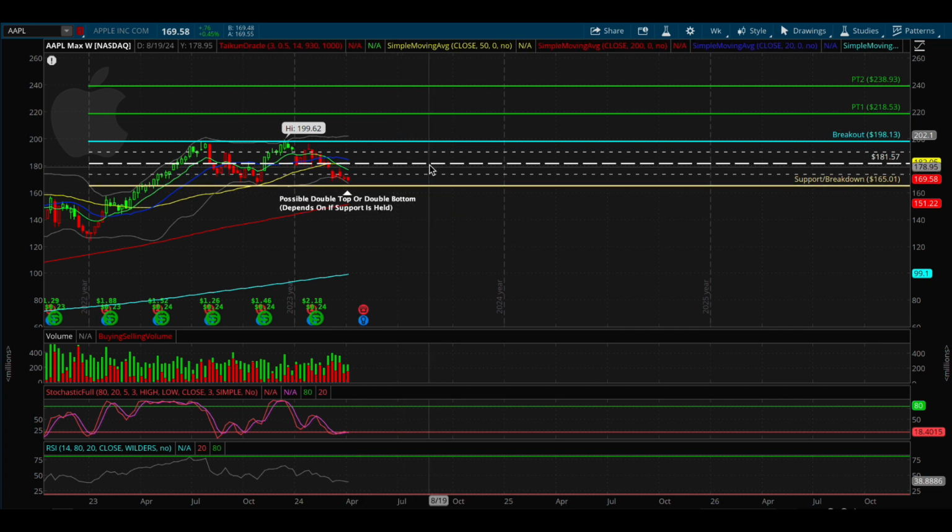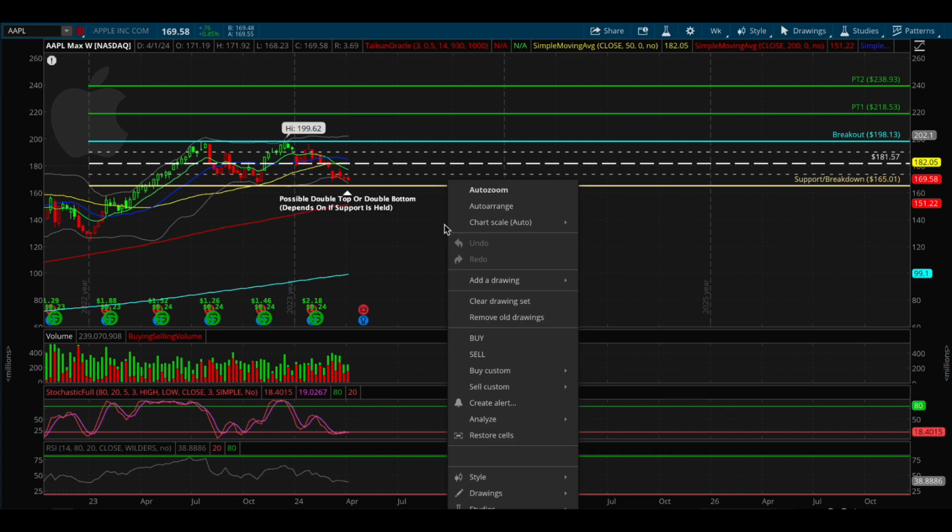You see all the price targets right here: 181.57, then 198.13 for the actual breakout to 218.53, which is around the same price target. Multiple ways we're getting the same targets. If we drop below 165, we can drop to 155 starting off. All right, now it's not just that.